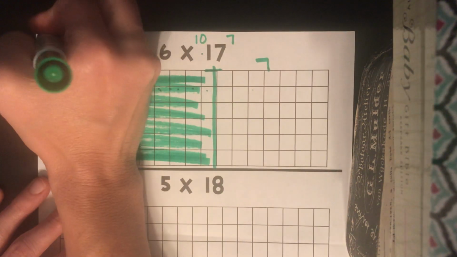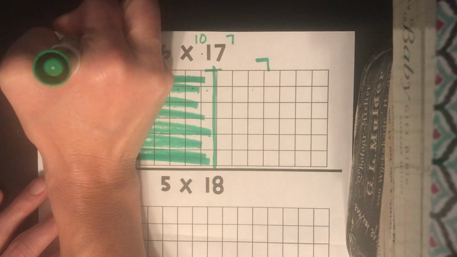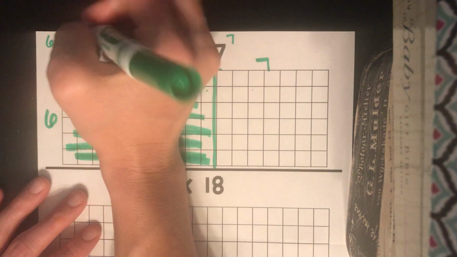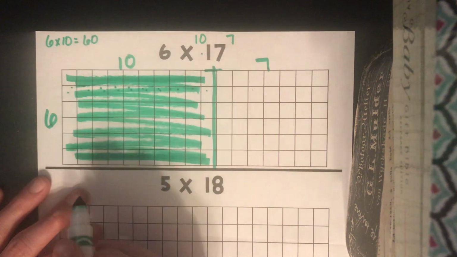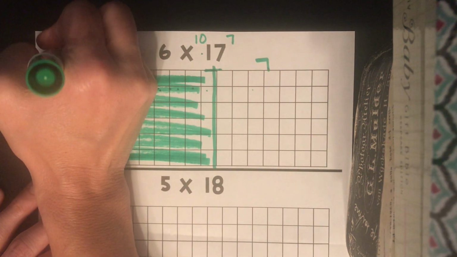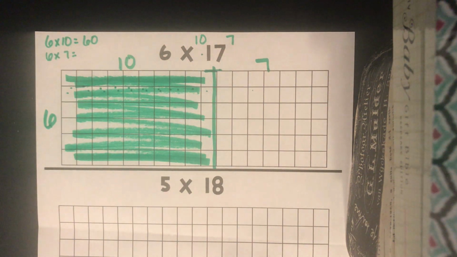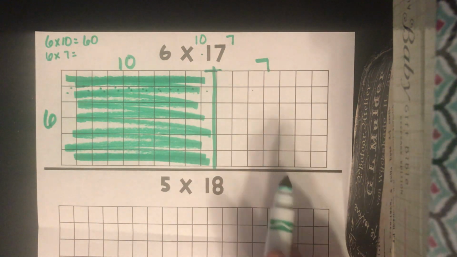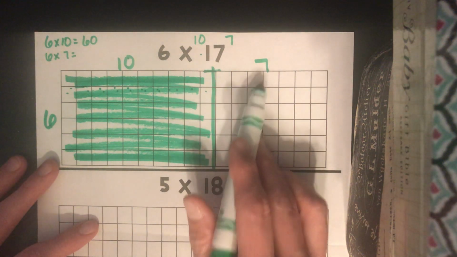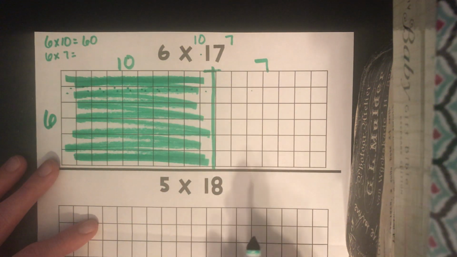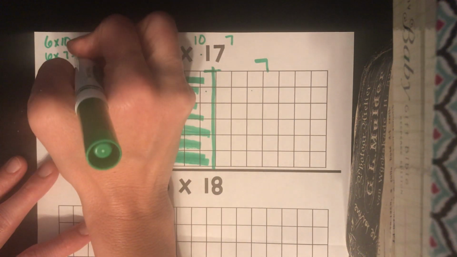So I'm going to do 6 times 10. We know that one is 60. And then I'm going to do 6 times 7. See if we can figure out what that one would be. I can count all the boxes here. I could count by 6s. I could count by 7s. It is 42. Very good.